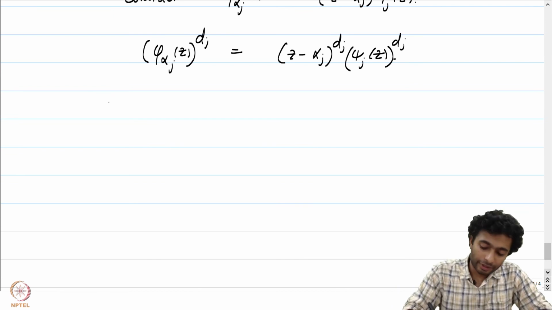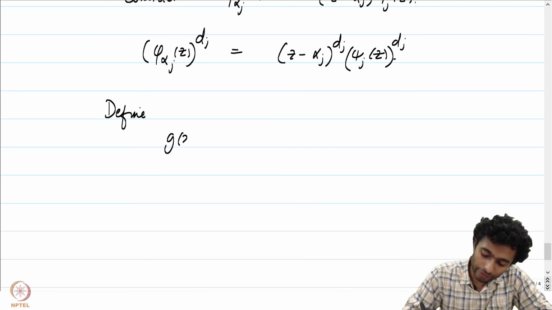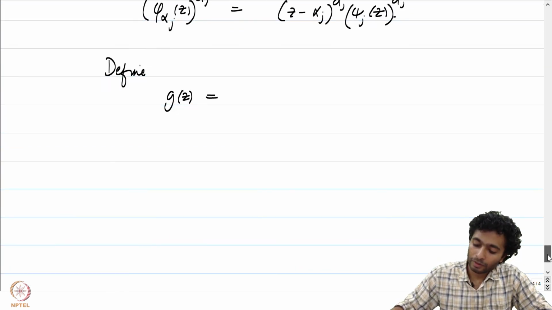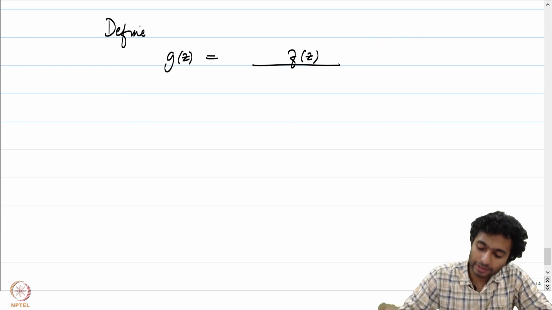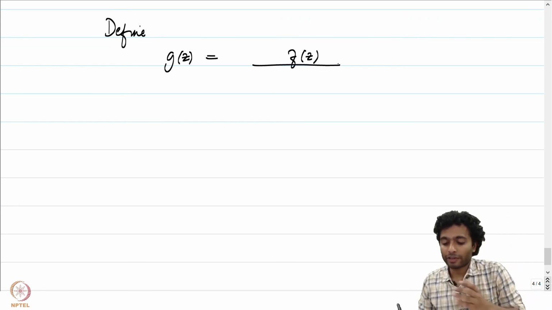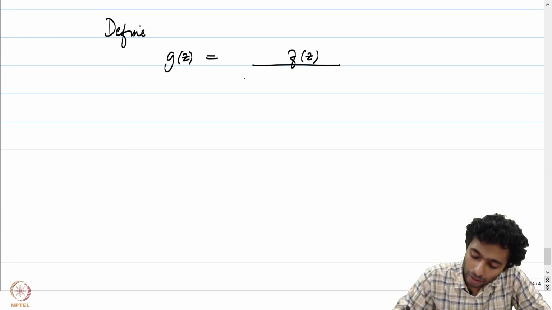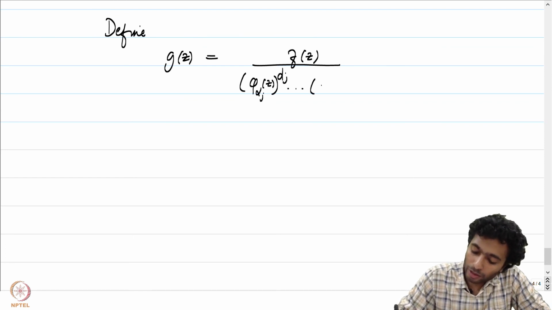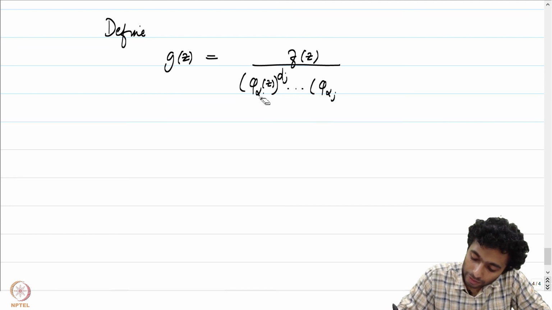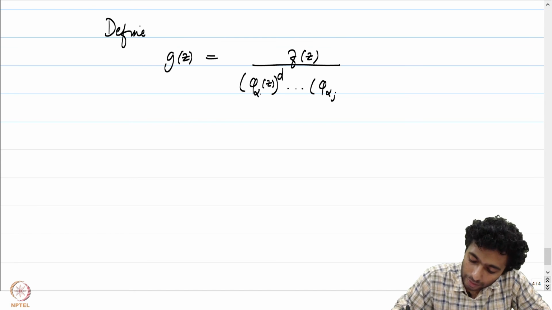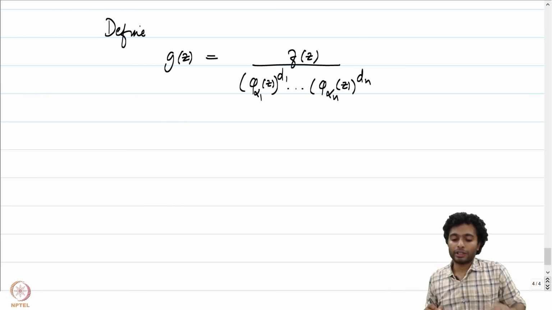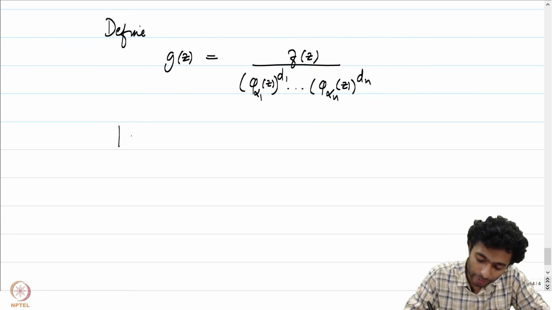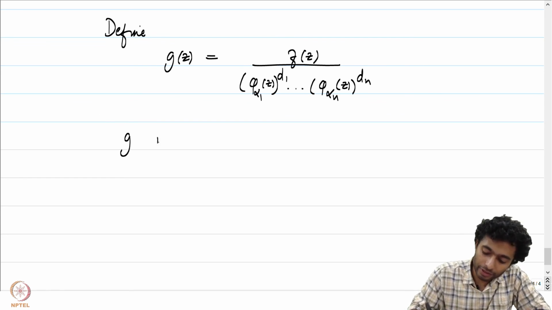Now let's define a new function. Define g of z to be equal to f of z, which has zeros at alpha 1, alpha 2 up to alpha n, each of which has order d1, d2 up to dn, divided by phi alpha 1 of z to the power d1, all the way up to phi alpha n of z to the power dn. If you consider this function, the first observation would be that g of z is a meromorphic function.